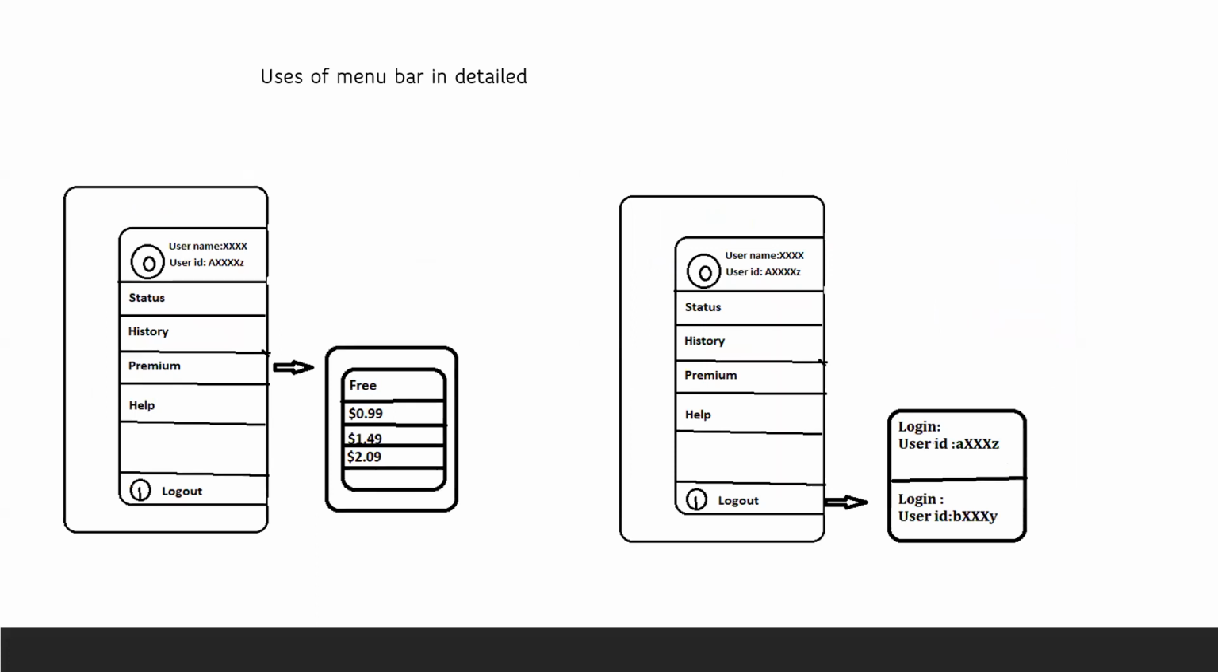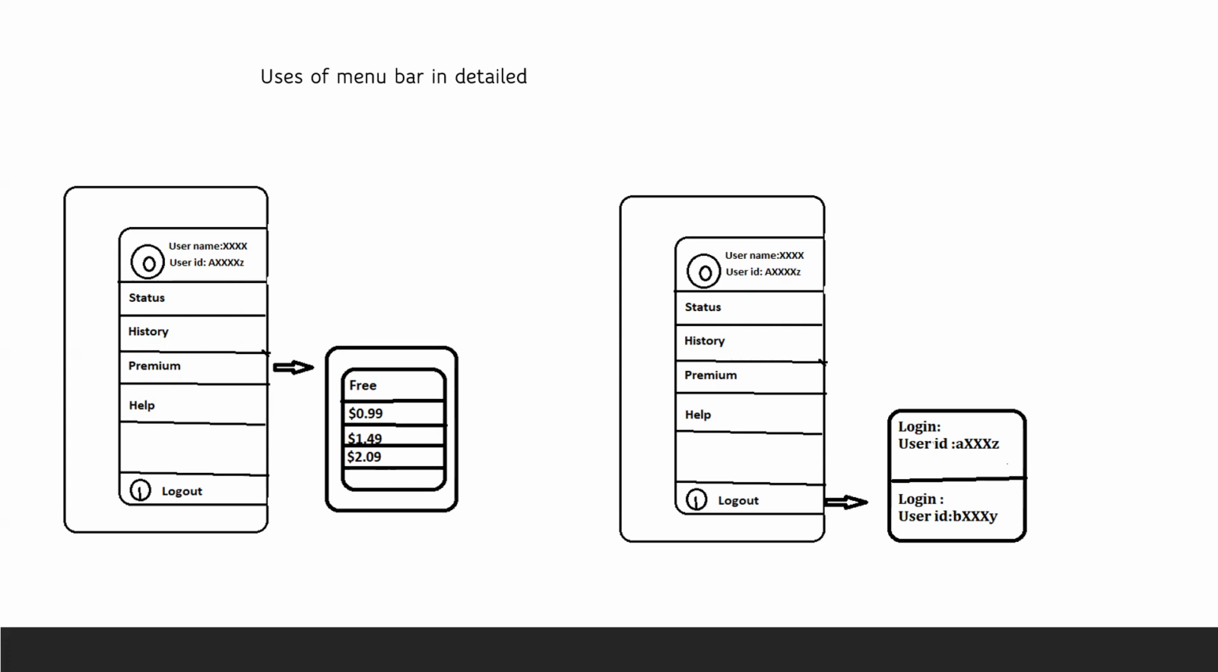After history, there is an option called premium. It consists of plans based on services. We can use the app free also. After that, there is a help section, which is for how to connect the mobile with the lock. After that, there is a log out option with which we can switch the user for different locks.